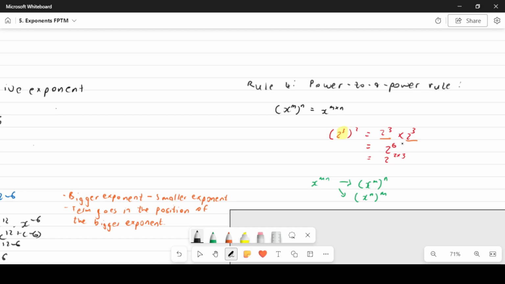And then 2 cubed times 2 cubed is 2 to the power 6. Whenever multiplying terms of the same base, keep the base and add the indices. However, I can go directly from here to there by doing what? Multiplying the indices. Straightforward. Right?